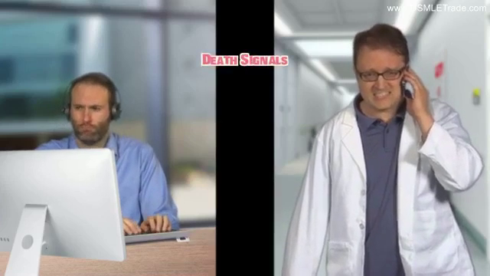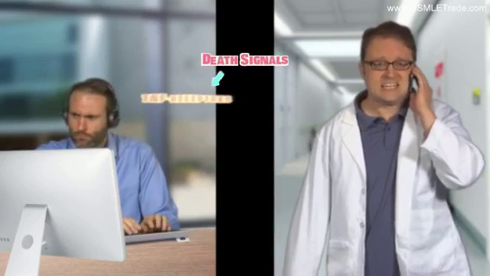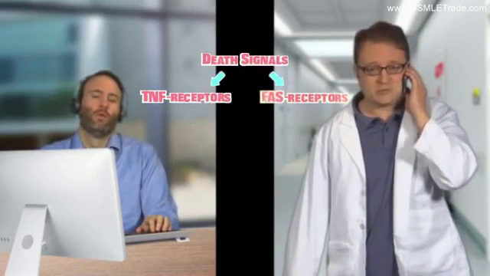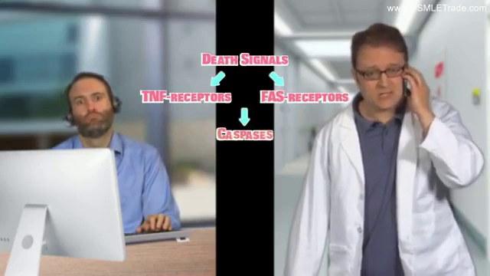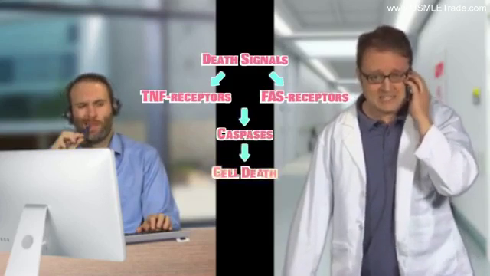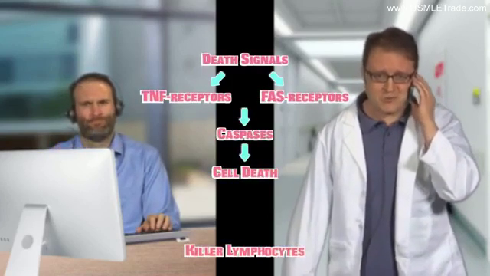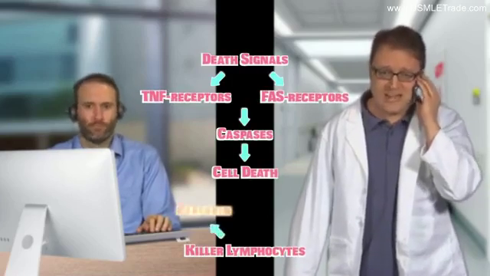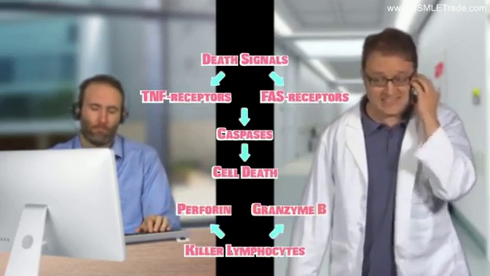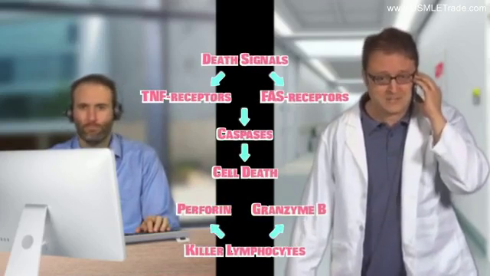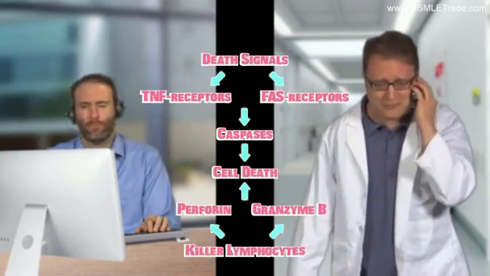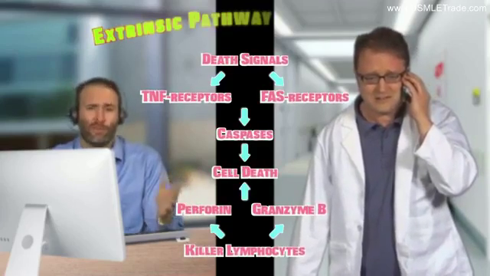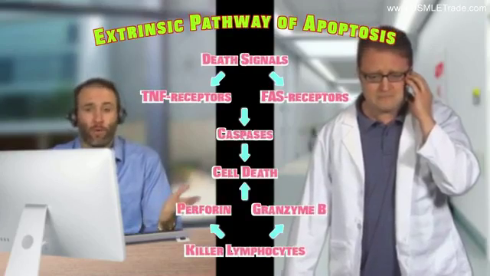Some of my cells are being threatened with death signals. These death signals can be received by TNF receptors and FAS receptors on my cells. Once activated, these deadly caspases get released again, and boom, death! And if that's not enough, killer lymphocytes are lurking around and they release perforin and granzyme B. That's right, granzyme B. I think I can hear the tiny cries of my cells dying right now. I need some help. Sir, you've just described the extrinsic pathway of apoptosis. Again, this is normal. This is healthy.